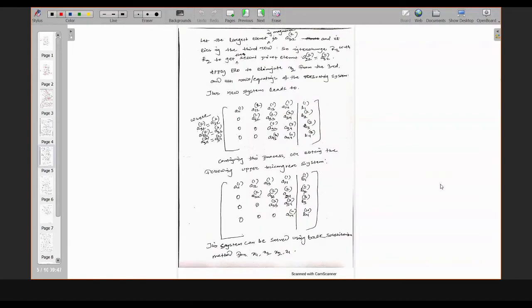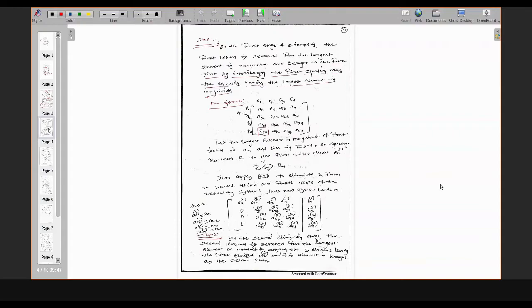So here we see how we can solve the problems with a pivoting strategy. You can see here, I have considered a system of 4 equations in 4 unknowns. In step 1, what we have to do, as I mentioned here, in the first stage of the elimination, you have to search the first column for the largest element in magnitude.